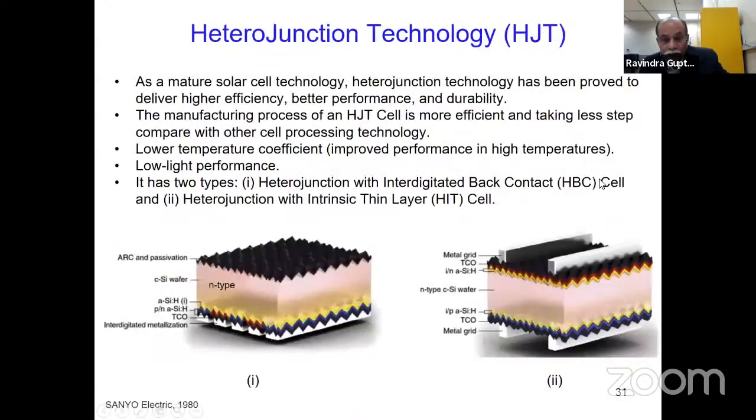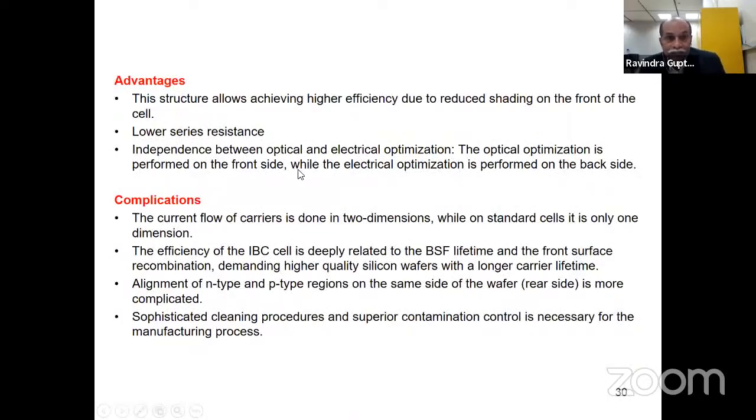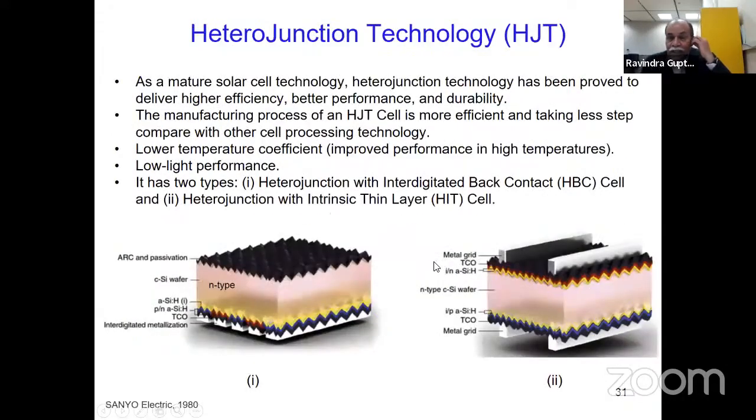Okay, now coming. These are the advantages as I discussed, but there are complications. The current flow of carriers is in 2 dimensions, but when we use a standard cell or PERC, it is one direction only. The efficiency of the IBC cell is deeply related to the BSF lifetime and the front surface recombination, demanding higher quality silicon wafers with a longer carrier lifetime. So these are some complications.